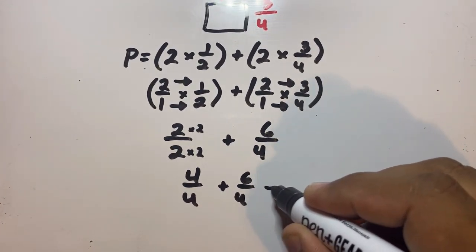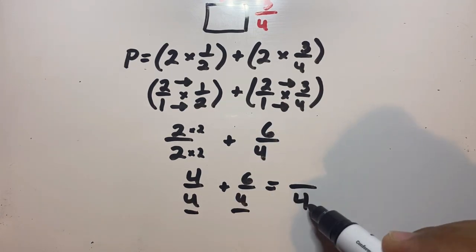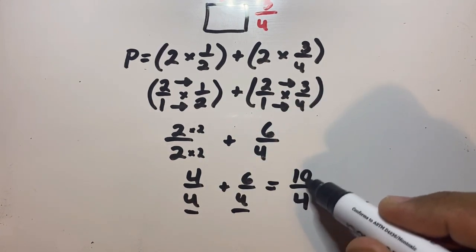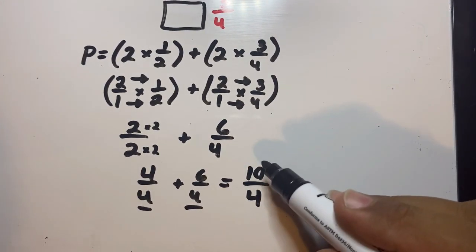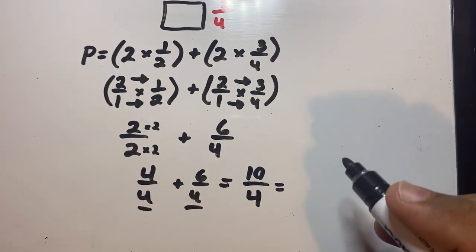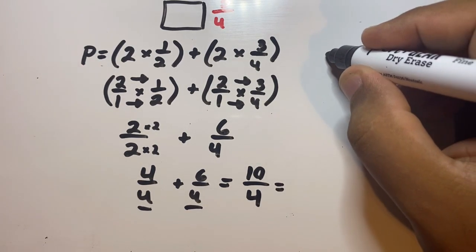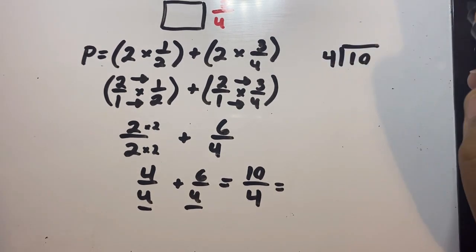And then you can add normally. The denominators don't change, so your denominator is going to be a 4. However, the top numbers, the numerators, can be added. So 4 plus 6 is 10. So now we're going to turn this improper fraction into a mixed number. And here's how we're going to do it. We'll start from here. So 4 will go on the outside and 10 on the inside.